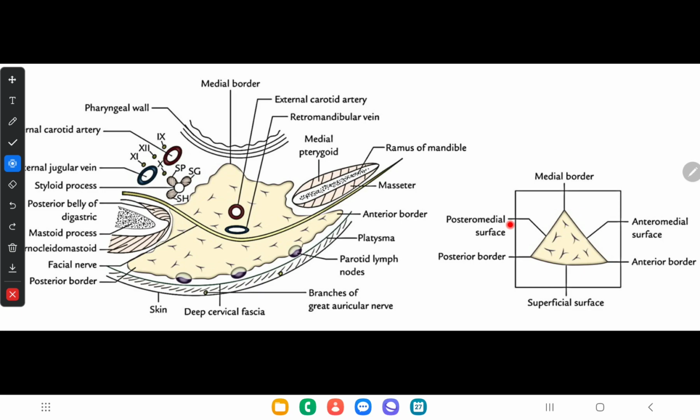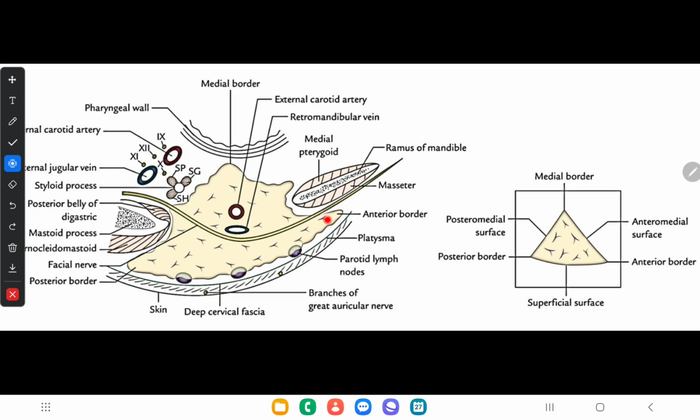Let's see what are the relations of the parotid gland. From this picture, you can see very clearly there are several relations of the parotid gland, and this is like a cross section of the parotid gland.